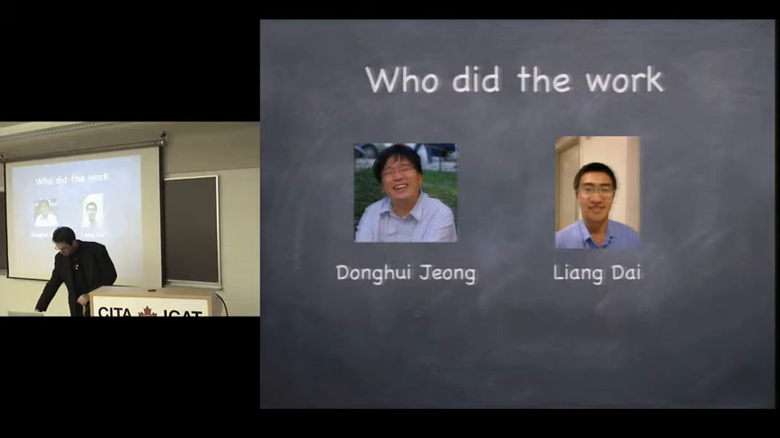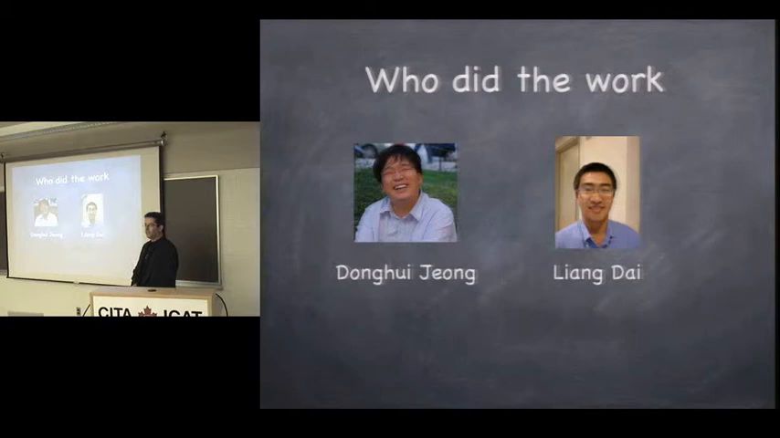For those of you who are students or postdocs, the senior people know the work. Donghui is a postdoc. He was a student at the University of Texas with Eiichiro Komatsu, and then came to Caltech, and came to Johns Hopkins a few years ago. And Leon Dai is a second year graduate student at Johns Hopkins.